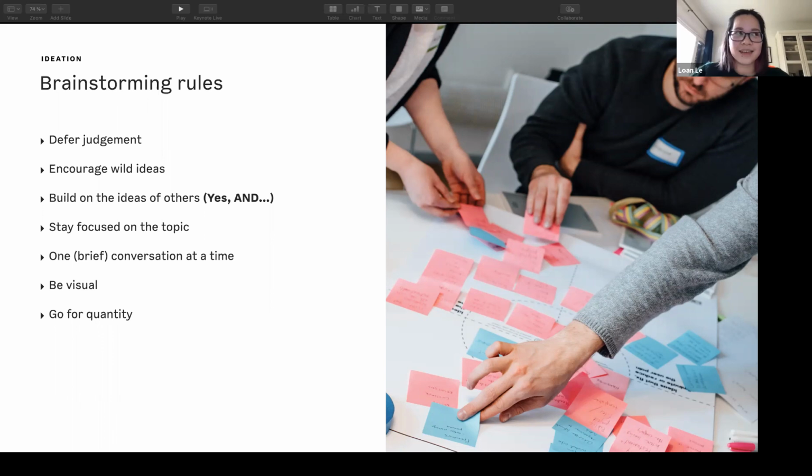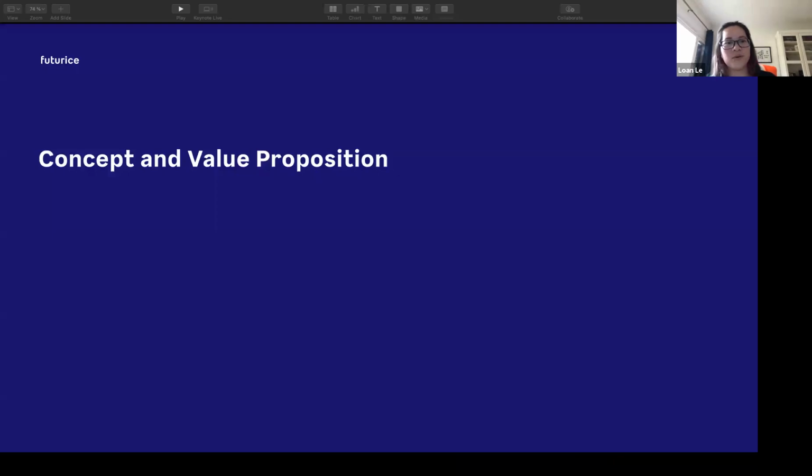And again, I can't stress enough, go for quantity, not quality. On average, in any 60-minute session, you should aim for about 100 ideas. So as many as possible. The best ideas come from a pool of ideas. Now that you have a pool of ideas, so what next?